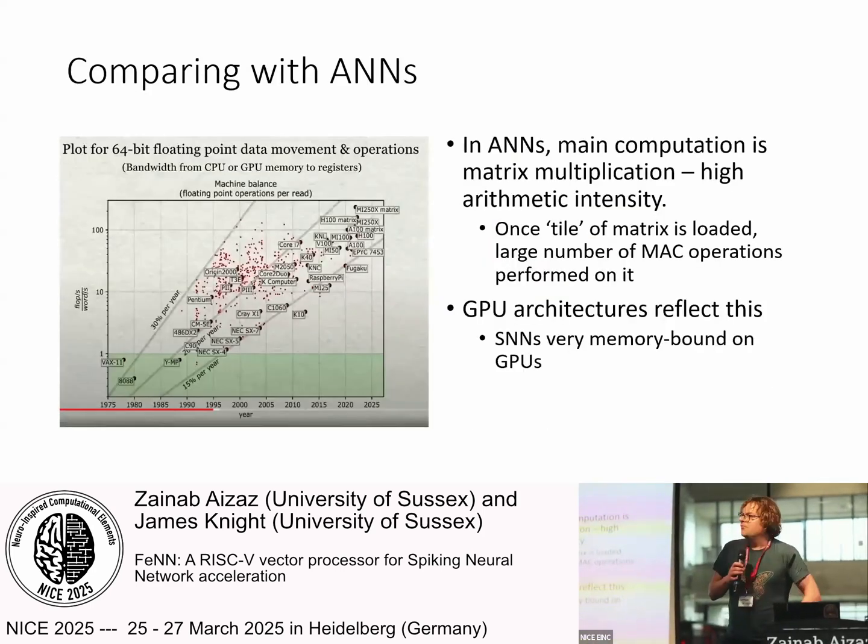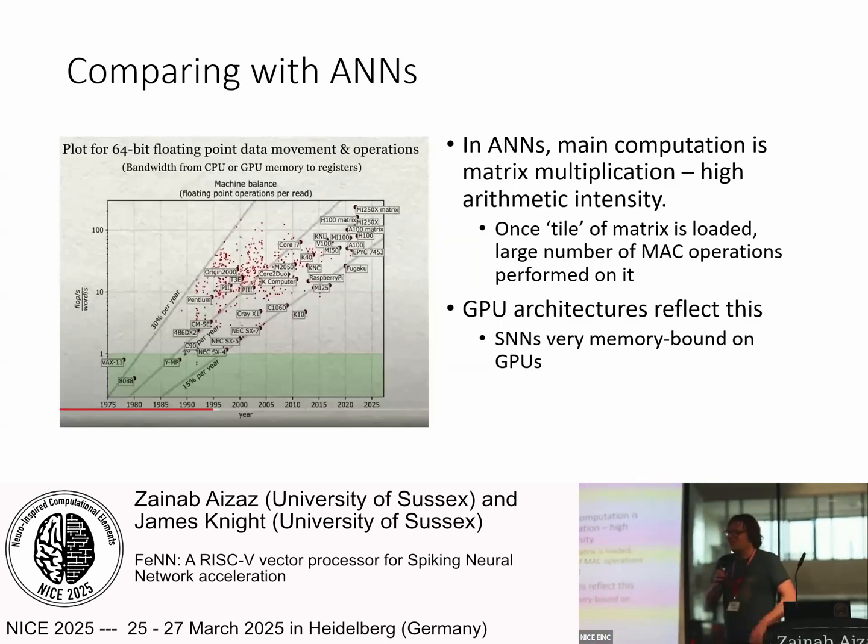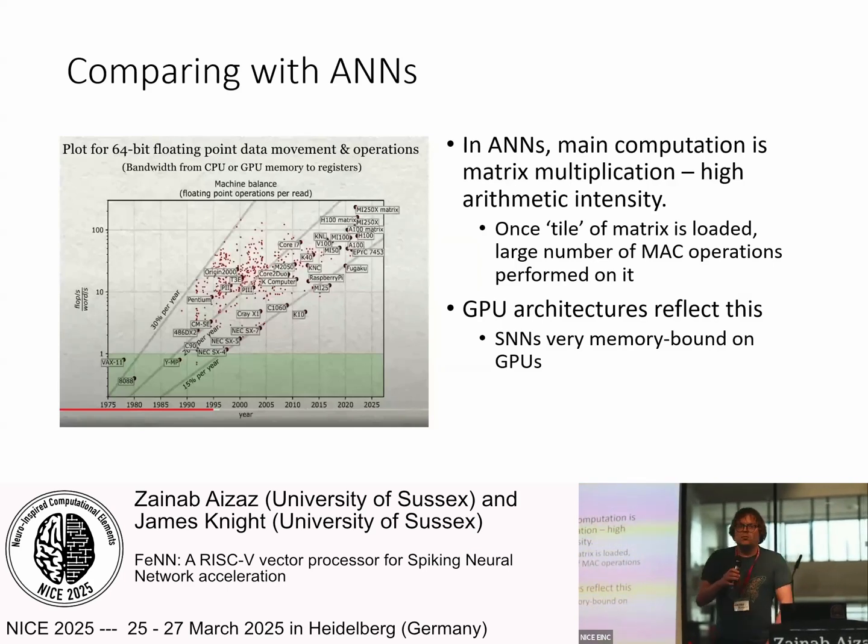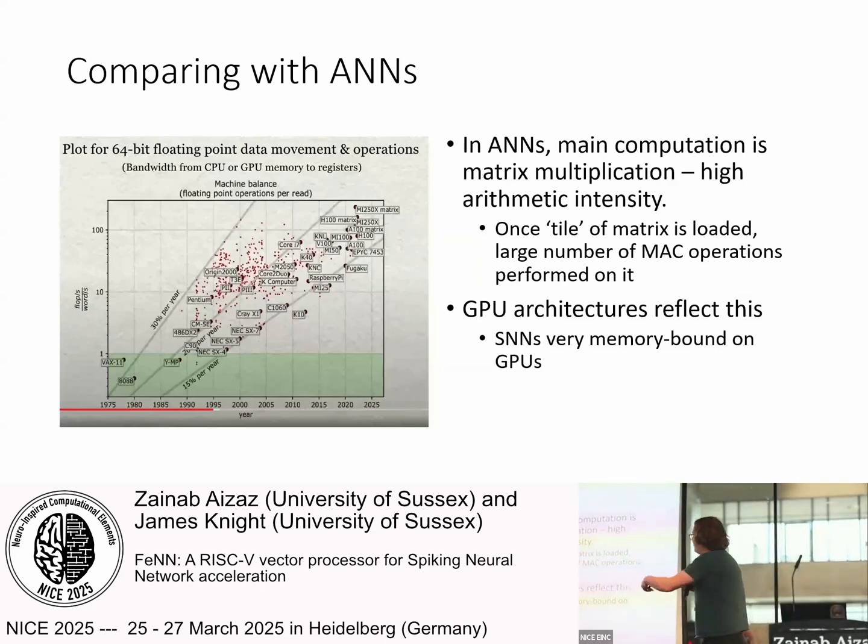So the kind of hardware developments that we're seeing in mainstream accelerators are not quite right, because ANNs are very arithmetic intensive. The main computation is matrix multiplication, where you basically load tiles of matrix into memory, and you perform large numbers of math operations. So GPU architectures have evolved to reflect this. So you see here, modern GPUs are somewhere around 100 operations per word read from memory, and our SNNs are only 1. So we're floating here in this green line.